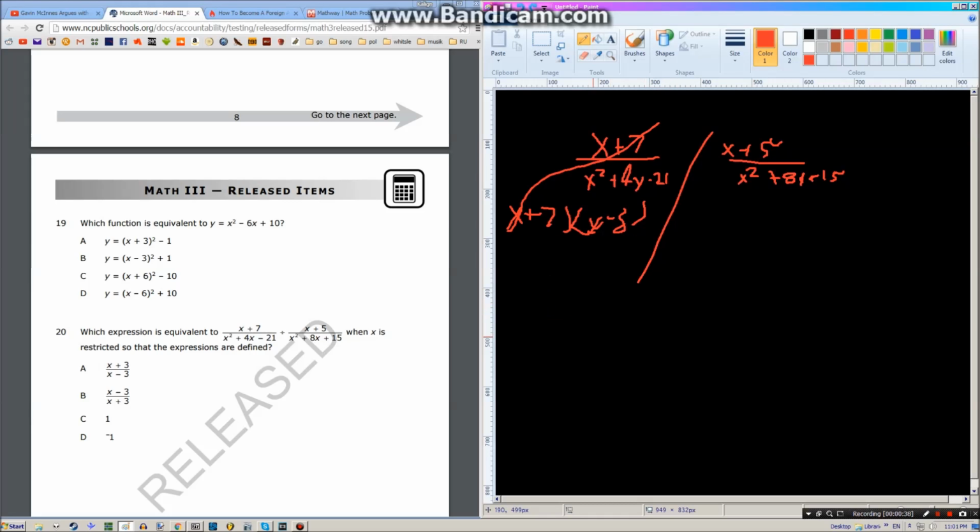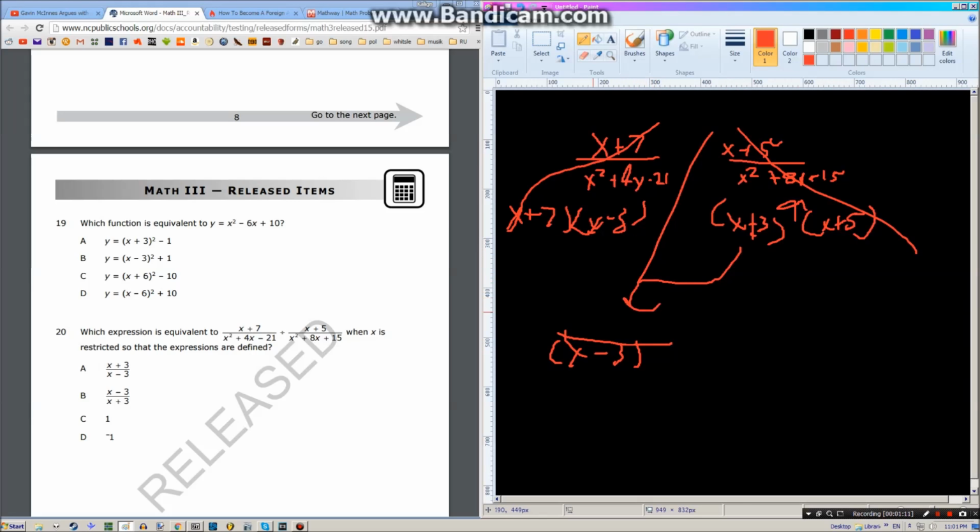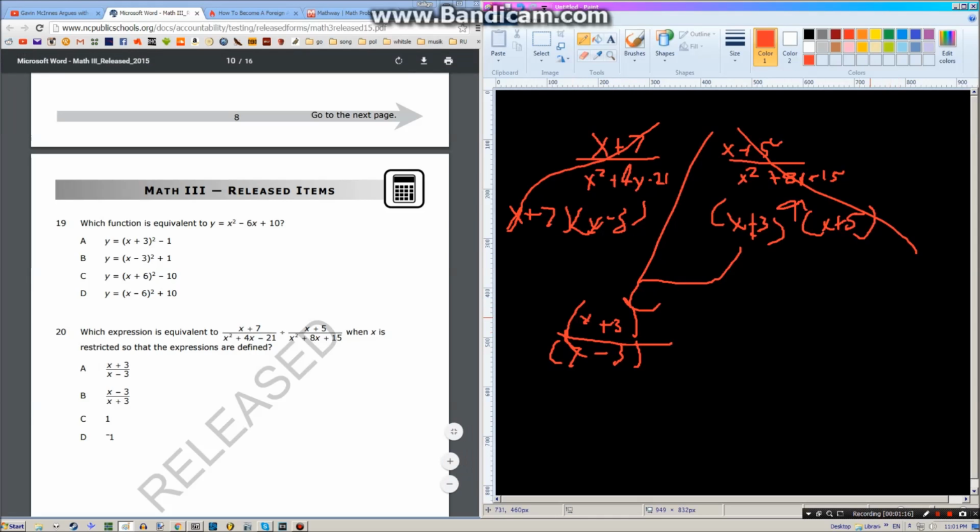Hold on, let me move that somewhere else. X minus 3 on the bottom here. And then we're just going to factor this one out. So then to factor this one out, it's really simple. It'll just be x plus 3, x minus 5. Wait, no, plus 5. Super simple stuff. So then this equals that, and then these 5s cancel each other out, and then you get left with this right here, x plus 3 over x minus 3, so the answer is A.